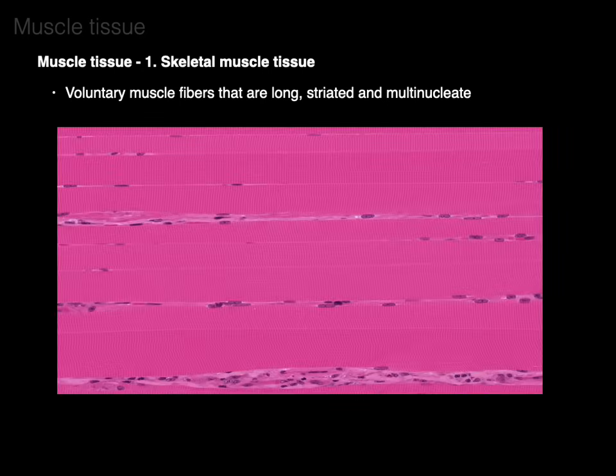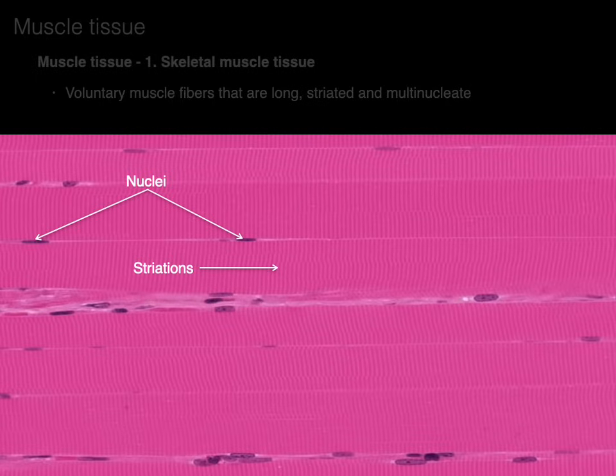So here we have an example of muscle tissue. We zoom in, there are the nuclei, and there's more than one in each muscle fiber. There are striations. It looks like there are stripes, and that's myosin and actin proteins that are end on end, and it gives a striped appearance. And skeletal muscle tissue is compartmentalized by connective tissue sleeves.